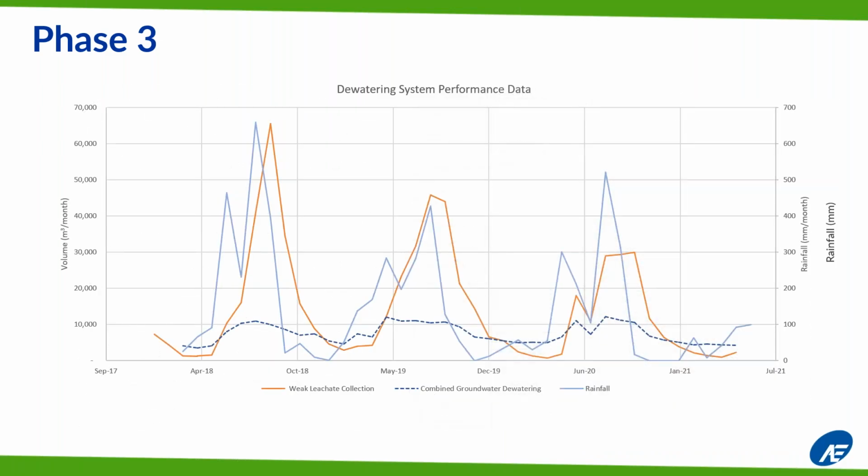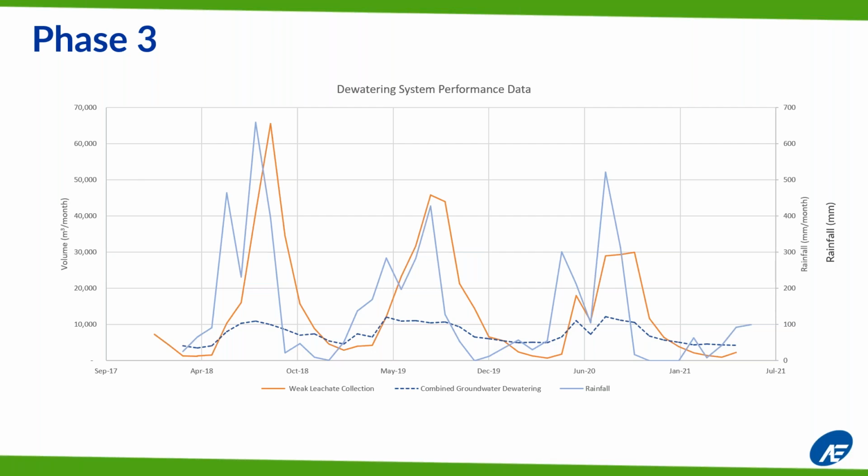To show that visually, data-wise, this graph explains it quite well. What you have in orange is the weak leachate collection, the combined groundwater dewatering is in dotted blue, and the rainfall data is in solid blue. After the drilling phase was completed and the pumps were installed, we were able to look at all the data. What you see in 2018, that first large spike, was due to a typhoon that hit Hong Kong, which brought in heavy rainfall. But we can see that after that spike, over time, the weak leachate starts to decline.